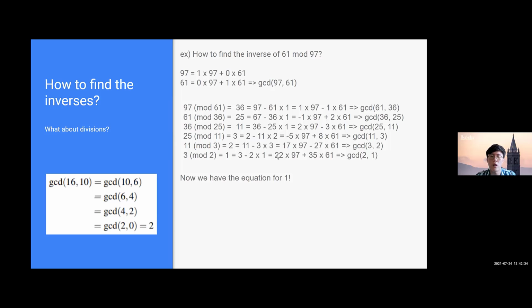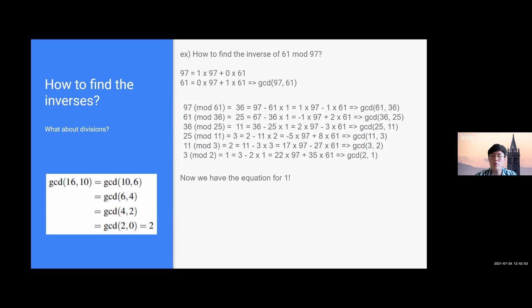So you do 17, and this minus 5 congruent to 22, and you get 8 minus 27, which gives us 35. Or actually, there should be a minus in front of 22, my mistake. So now you have an equation for the number 1.